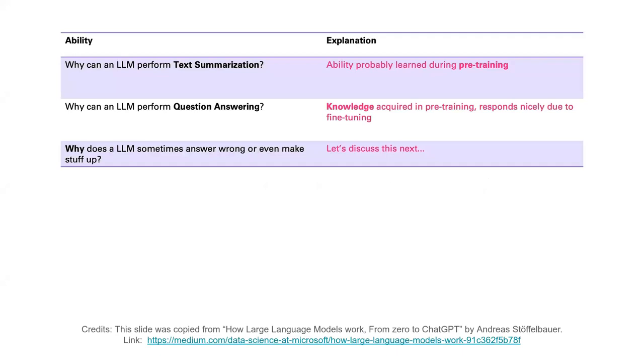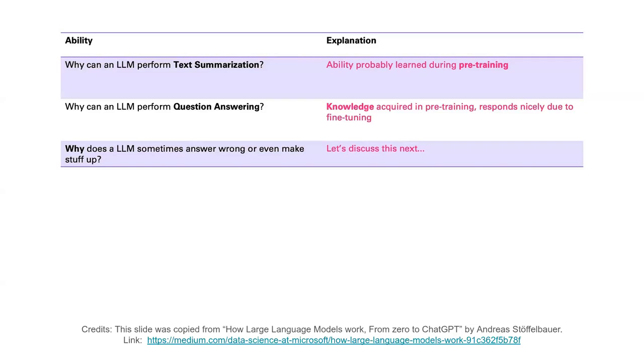Now let's go to this table. Why can an LLM perform text summarization? Because it might have learned the ability to summarize based on its pre-training. Why can an LLM perform question answering? Because the data might already be available in its pre-training data. Why does an LLM sometimes provide wrong information or even make stuff up? We simply call it hallucination.